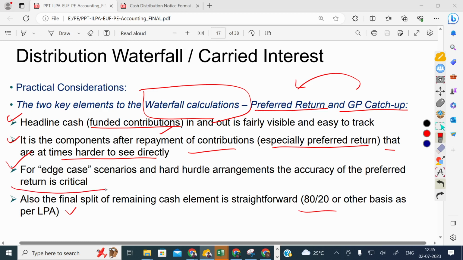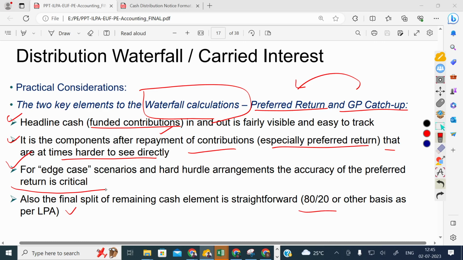Due to hard hurdle arrangement, accuracy of the preferred return is critical. So those are the practical considerations. Regulators also know that it is difficult to say it with perfect accuracy, but we try to calculate it. Every fund accountant tries to calculate the preferred return accurately.